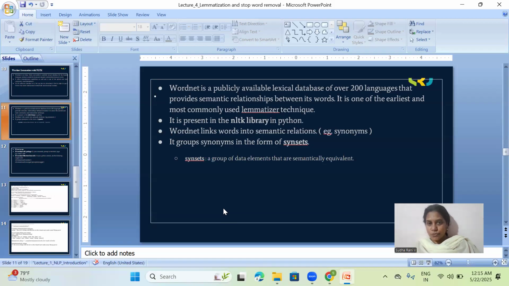WordNet links words into semantic relationships. It groups synonyms in the form of synsets. Synsets are groups of data elements that are semantically equivalent.